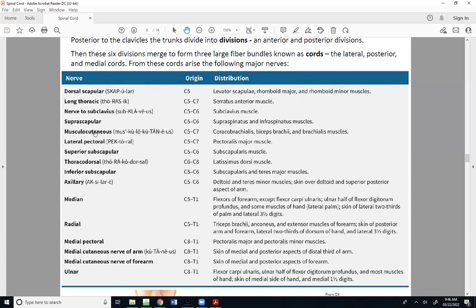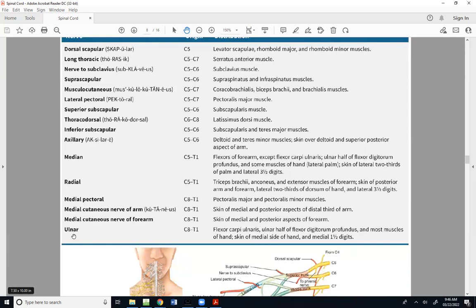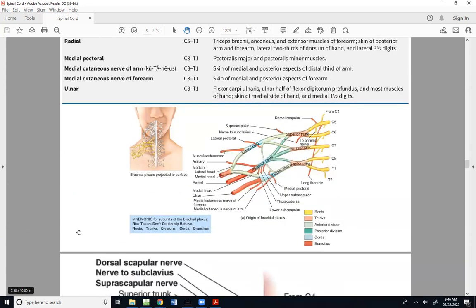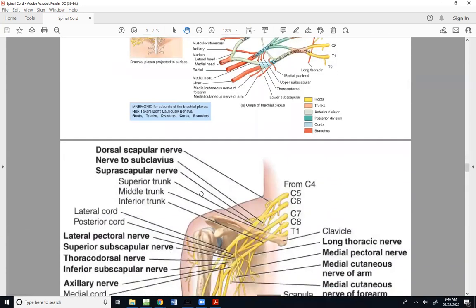We'll start with the musculocutaneous. Then I'll skip down to axillary, median, radial, and ulnar. So I'm going to cut the table down quite a bit. And a lot of it is because of what we can see here on the next page.